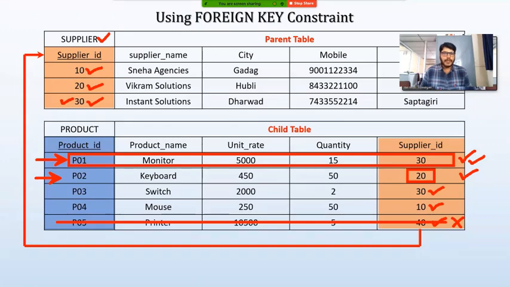It is simply like if we are trying to assign marks for a student who is not admitted. In a similar manner, if there is no supplier with ID 40, then how can he supply the products? So this is the actual use of a foreign key. It will accept only those values which are available in the parent table. That's it.